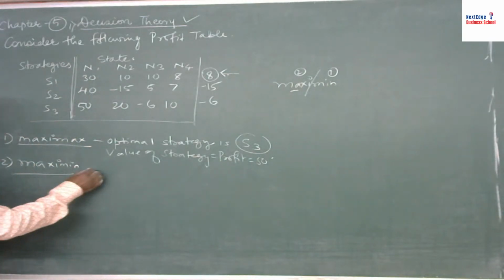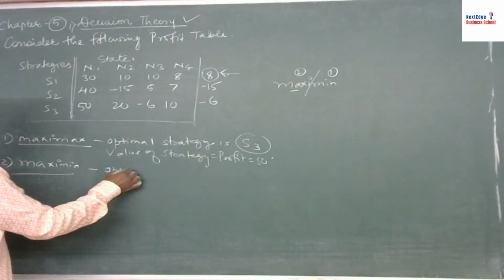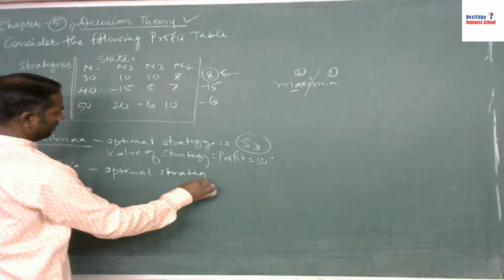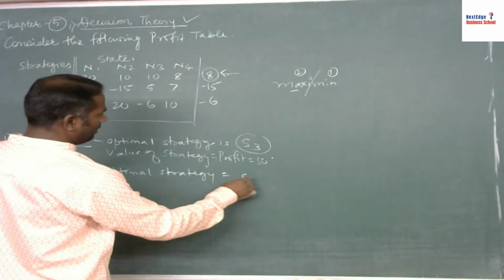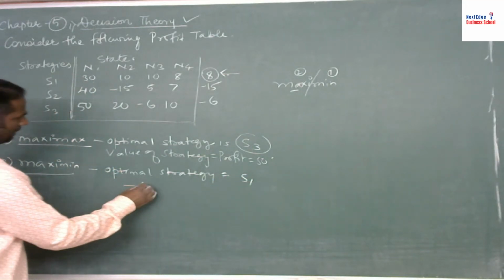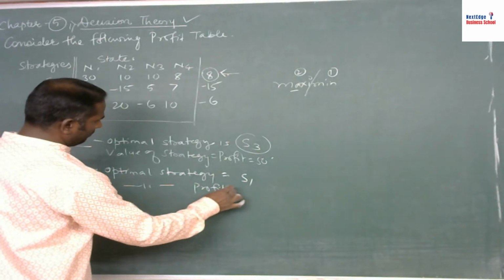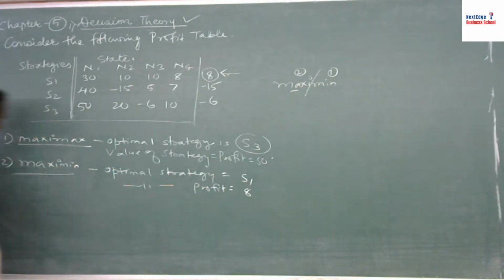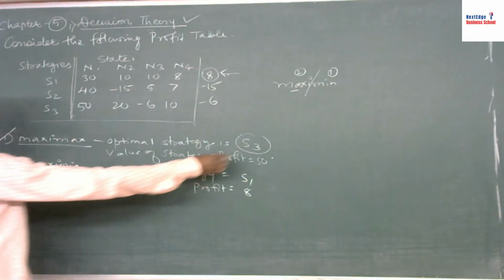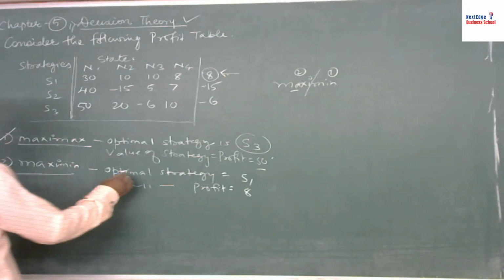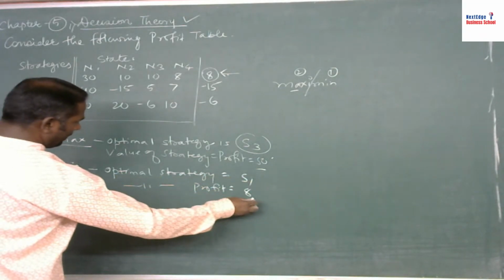So here we can say optimum strategy, optimum strategy क्या है इधर इसमें? Optimum strategy S1 और उसका वैल्यू क्या है? स्ट्रेटजी का वैल्यू ऑफ प्रॉफिट कितना है वहाँ पे? 8, right? So for maximax it's S3 and its value is 50, right? And for maximin it's optimum strategy S1 and the profit is 8.